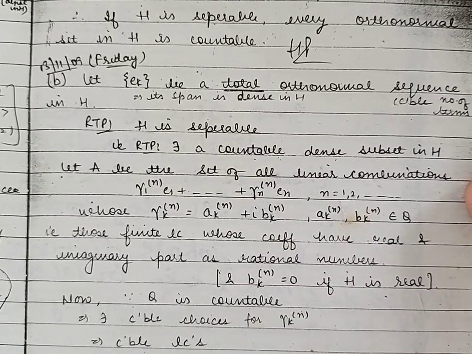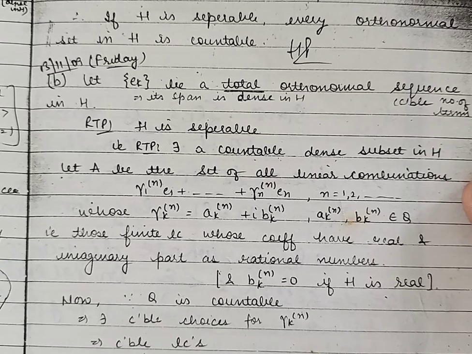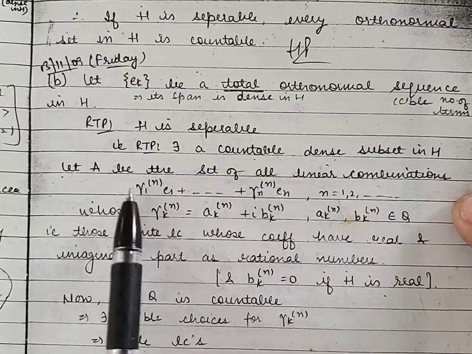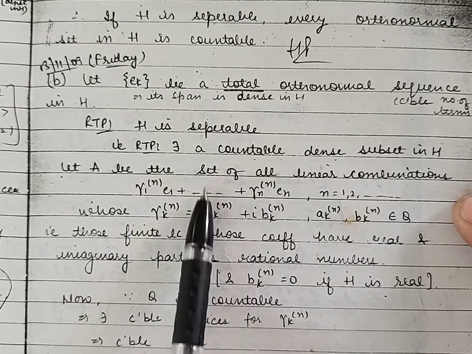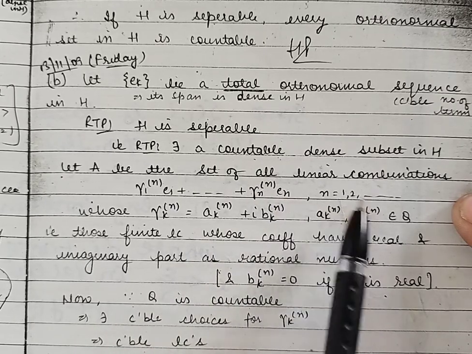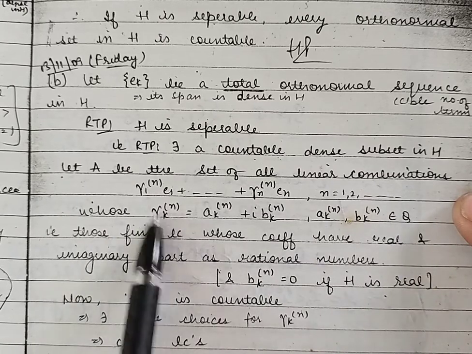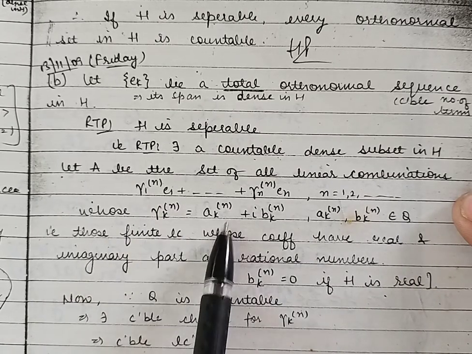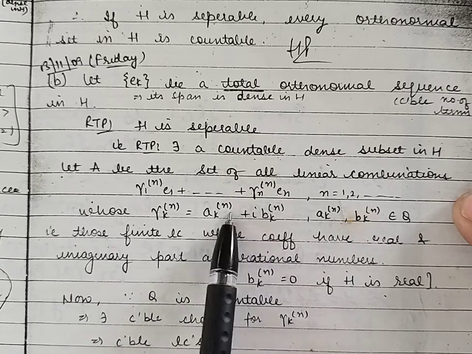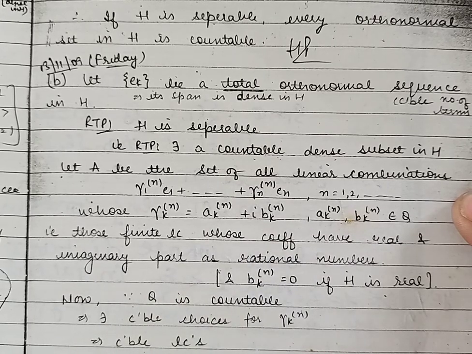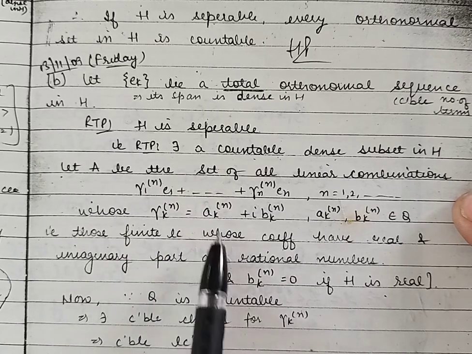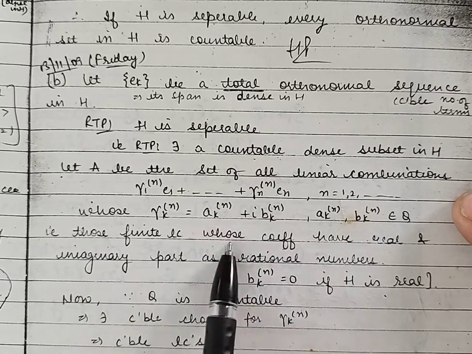So firstly we will form a countable subset in H. Let us define the set of all the linear combinations of this form: gamma_1n e_1, gamma_2n e_2, and so on, gamma_nn e_n, where n varies from 1, 2, 3 and so on. Here these members gamma_kn are given by a_kn plus i b_kn. These real and imaginary parts are rational numbers. It means we have taken those finite linear combinations whose coefficients have real and imaginary parts as rational numbers.